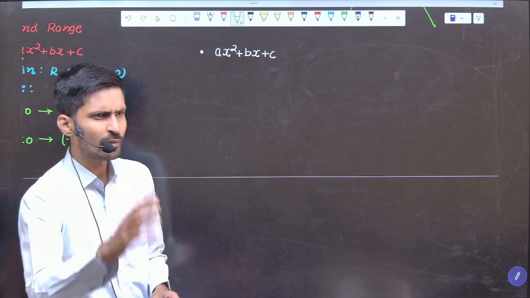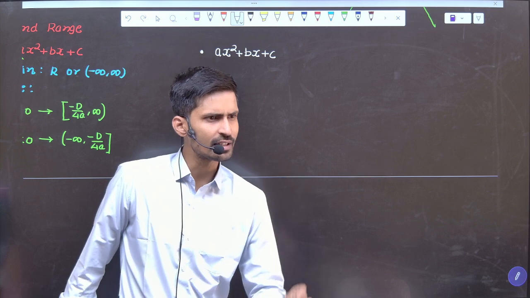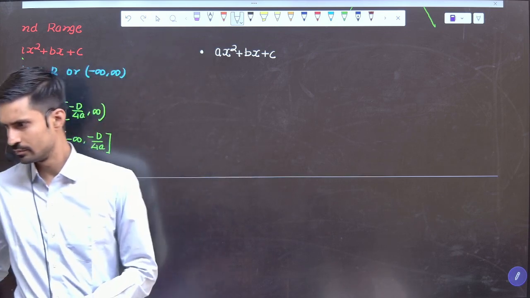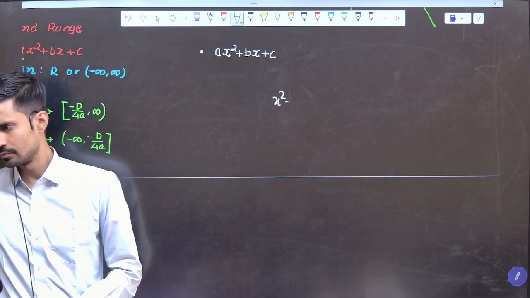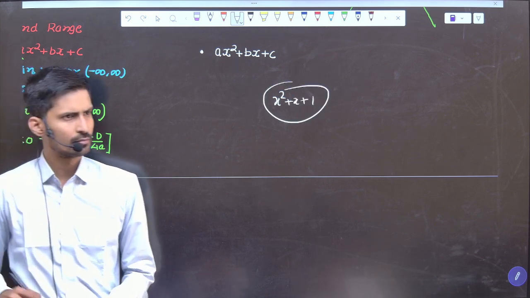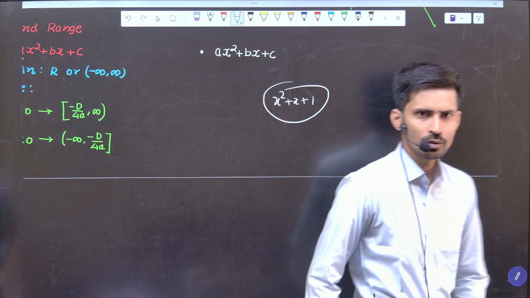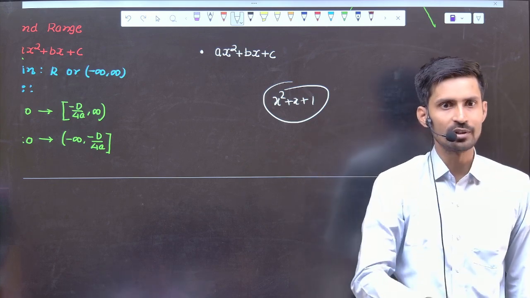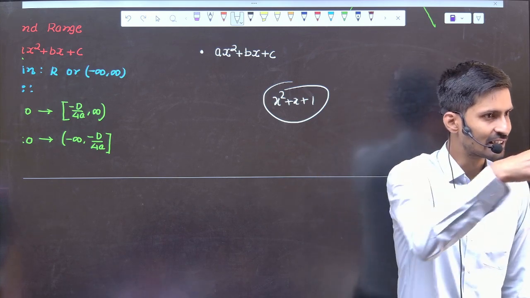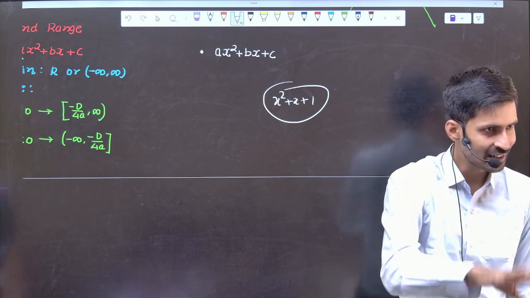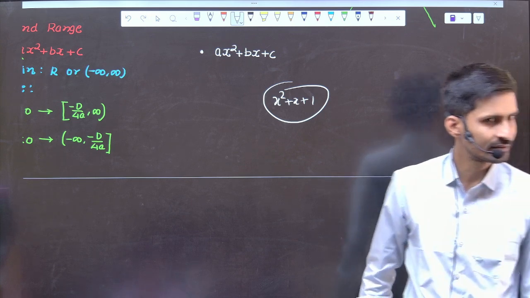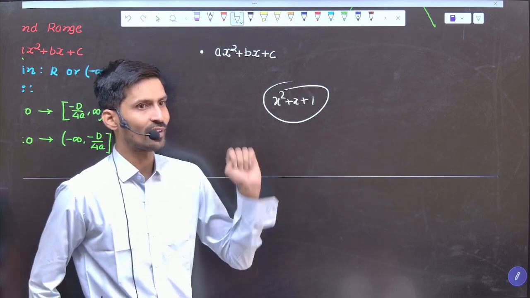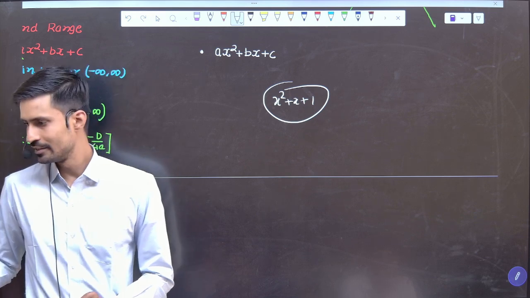If I ask you a simple question, find the range of x square plus x plus 1. And I'm asking you to find the range of this expression with the help of that rule of inequality. It was there: addition, subtraction, multiplication, division, squaring and reciprocal. It was there or not? I'm telling you, apply that method in this expression for finding its range. Don't apply the formula. Okay?